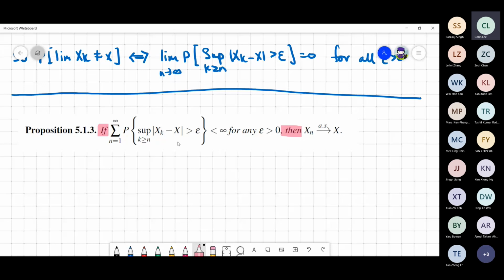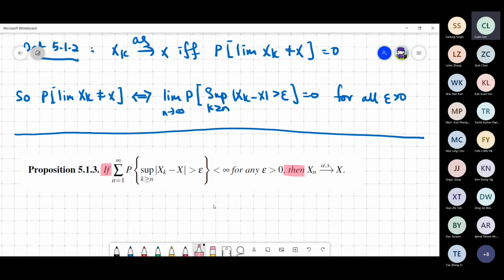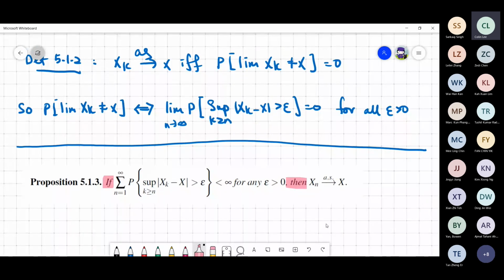Okay, so let's come back. The proof is actually quite straightforward if we know some of the known results. Before that, just come back to this: Xn converges to X almost surely. Maybe up here, just look at the relationship for the above three things. Xk converges to X almost surely is equivalent to saying that P of limit Xk not equal to X is equal to 0. And that is equivalent to saying that the limit of this one is equal to 0 for all epsilon greater than 0.